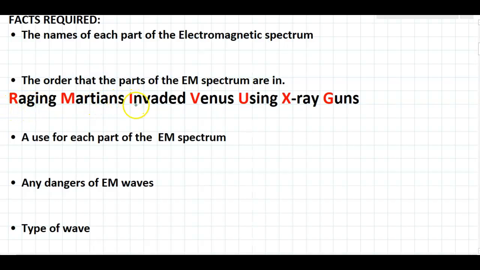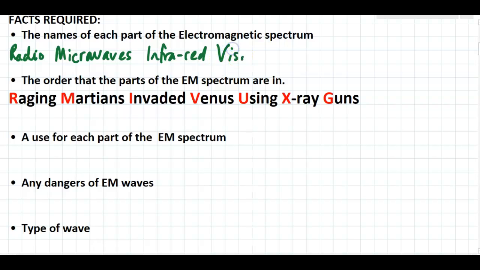Raging Martians invaded Venus using X-ray guns gives us the names of the bits. Radio waves, microwaves, infrared, visible light, ultraviolet, X-rays, gamma rays.